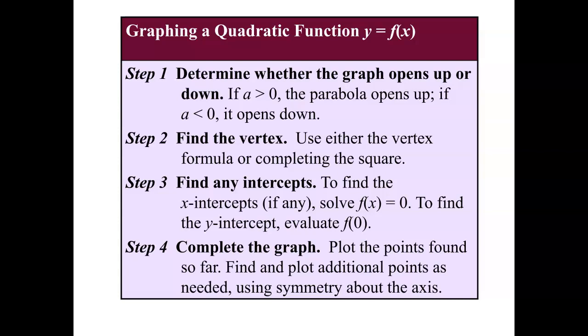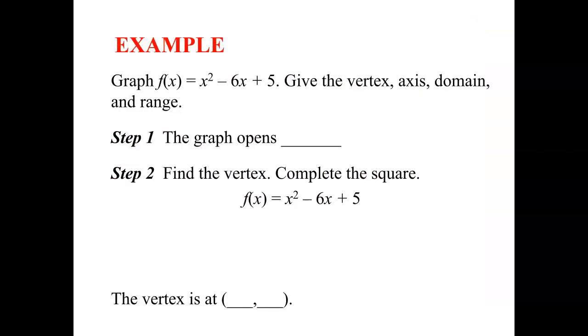Then we can complete the graph using our axis of symmetry, usually with the y-intercept. So we can look at the y-intercept and use the axis of symmetry. That'll give us another point. Okay? This one's pretty easy to do by completing the square, so we'll do that. But first, let's identify which way it's going to open. It's going to open up.